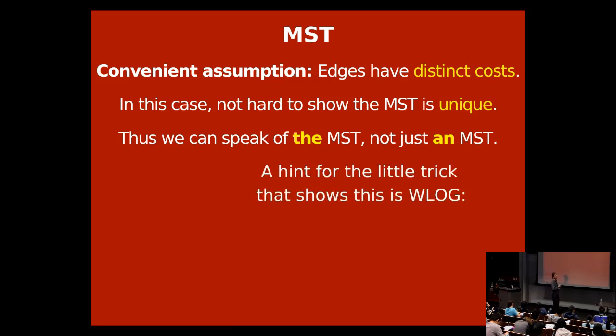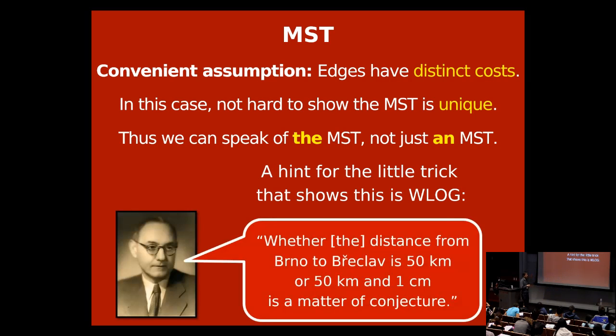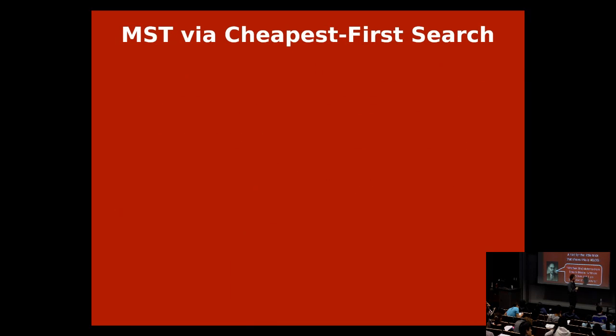Now this assumption is not a big deal. It's without loss of generality by a very simple trick. Maybe it will be put on the recitation or something. And in fact, here's a hint for why that's true. This is an actual quote from the actual Boruvka: whether the distance from Brno to this other city is 50 kilometers or 50 kilometers and 1 centimeter is a matter of conjecture. That's supposed to be a little joke, but the point is, probably in real life, if you have costs or distances on your edges, they're not going to be literally exactly the same. So maybe that's why you wouldn't worry about this assumption anyway. But you can get around this assumption very easily. But I'll assume it for now.